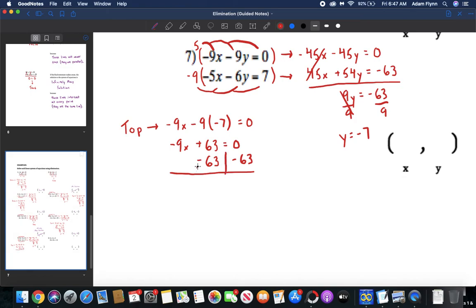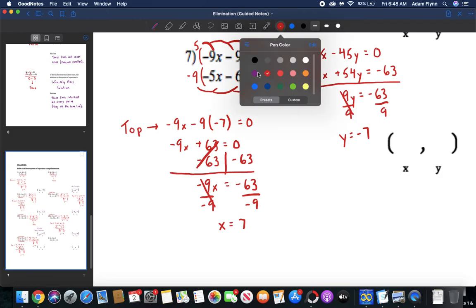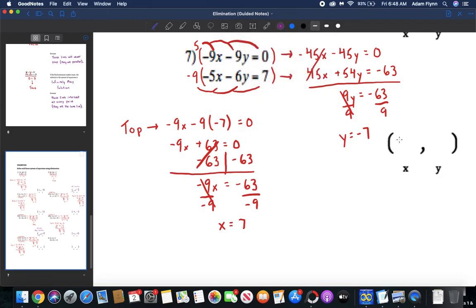When I do that, 63 minus 63 cancels, so I get negative 9x equals negative 63. I'll divide both sides by negative 9 to isolate the x. Negative 9's cancel on the left side, so I am left with x equals negative 63 divided by negative 9, which is going to be a positive 7. So the solution to this system of equations is going to be the point 7, negative 7.